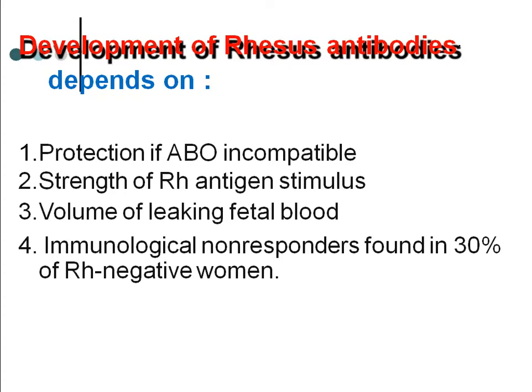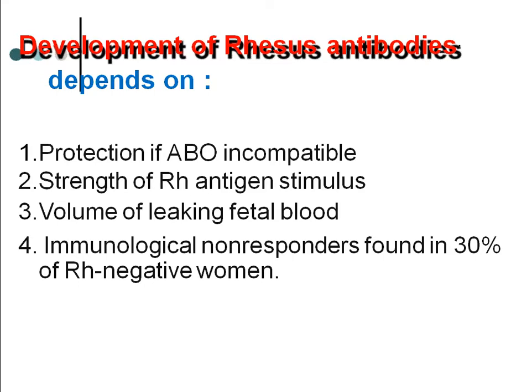Why? Because this depends upon a number of factors. One of the factors is protection by ABO incompatibility. As we said, blood group is of two types. One is the ABO group, the other is the Rh group. So if there is an incompatibility of the ABO group, that means they are not of the same group, then what happens? We'll come to that a little later on.